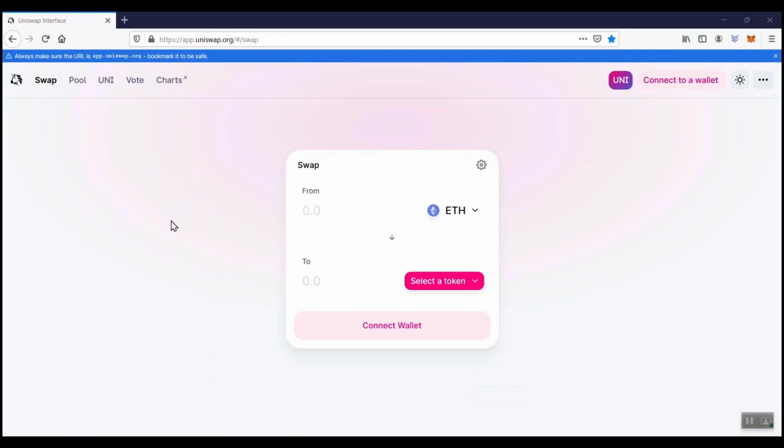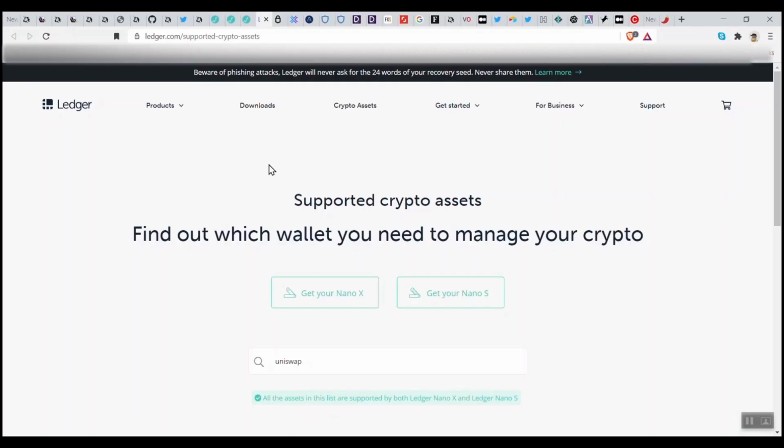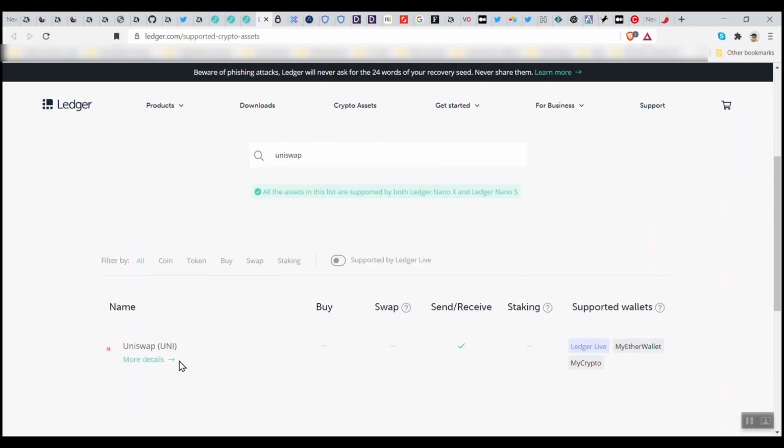Moving on to ways of accessing or storing a crypto and purchasing it, just beginning with a list of wallets available via the Uniswap website. As a summary, we have MetaMask, Wallet Connect, Coinbase Wallet, Fortmatic, and Portis. If we go to hardware wallets, two of the most popular ones are Ledger and Trezor. Starting with the former, if I type in Uniswap, it's supported via the Ledger wallet to safely access the crypto using Ledger Live, its in-house app, MyEtherWallet, which has connectivity with Ethereum and all ERC20 tokens, and there is MyCrypto, another supported wallet.